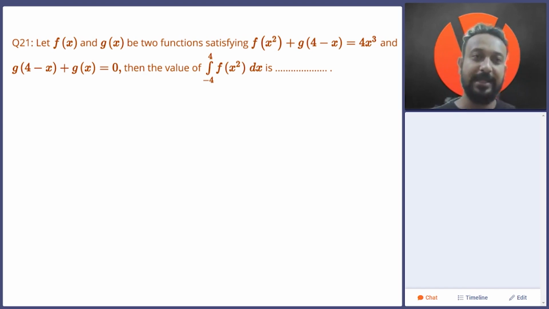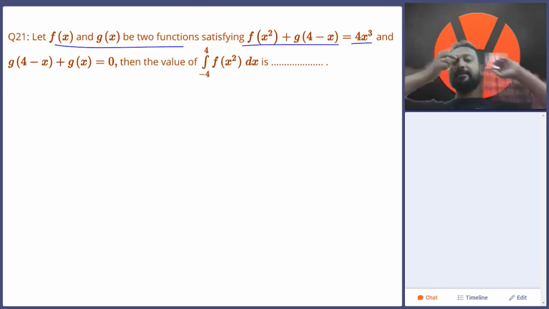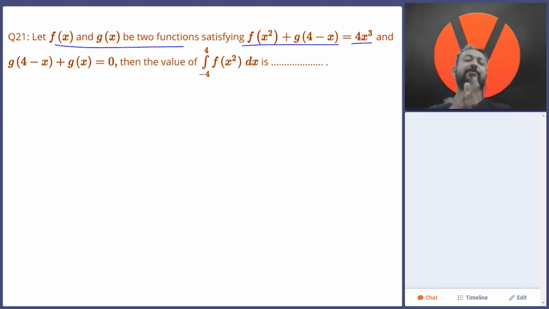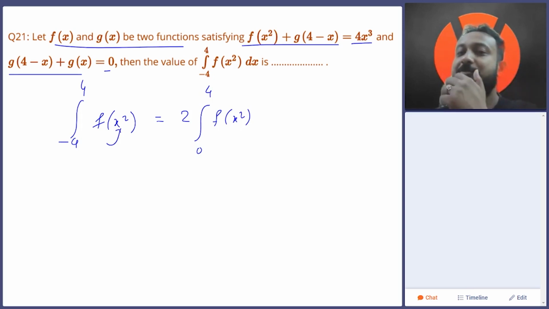Next question. Again, a differential question. Let f(x) and g(x) be two functions such that f of x square plus g of 4 minus x equals this. They have related g of 4 minus x and f of x square as this. And again, they are saying g of 4 minus x plus g(x) is 0. Then what is the integral from minus 4 to 4 of f of x square? That will be twice the integral from 0 to 4 of f of x square, because if I put minus x in place of x, it becomes even. Now I want to find the answer, but I cannot integrate directly because there is no information about f.